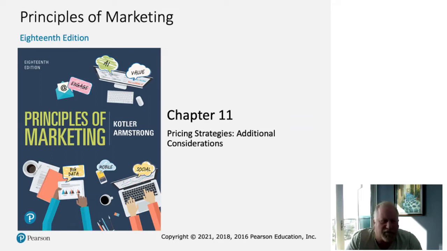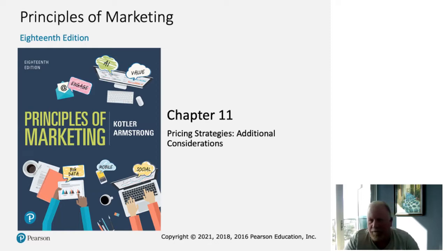It's an extension of Chapter 10's discussion on pricing. This is our additional considerations in pricing strategies, really talking about some additional thoughts on pricing and price applications in products and services. Today we'll talk about some of the core pricing strategies and some other pricing strategies that are utilized in different industries as well.